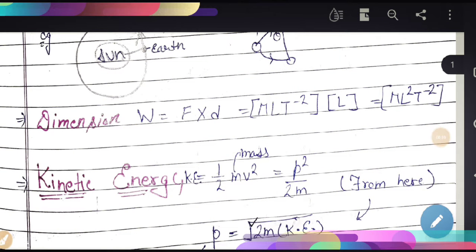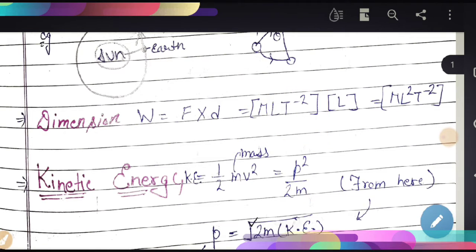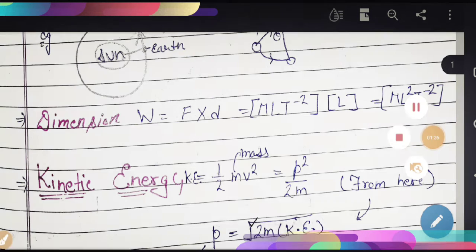Next, the dimensions of the work are the dimension of the force multiplied by the dimension of the displacement. So, the dimension of the force is MLT to the power minus 2 and the dimension of the distance, as you know, is L. So, the dimension of the work would come out to be ML raised to the power 2 and T raised to the power minus 2.